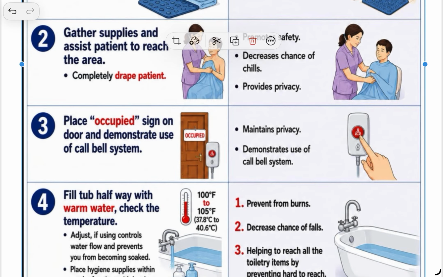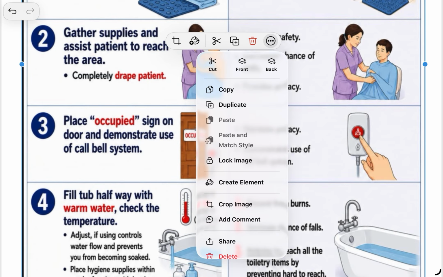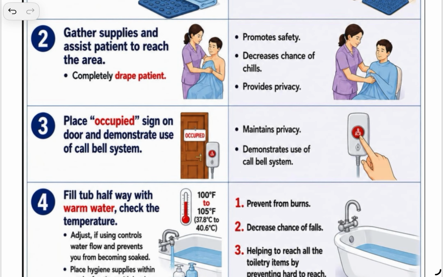So place the occupied sign at the doorstep, or else demonstrate using a call bell system. Call bell system means you know well, isn't it? The door call bell system is also there, and if it is open, then you should make it as closed.